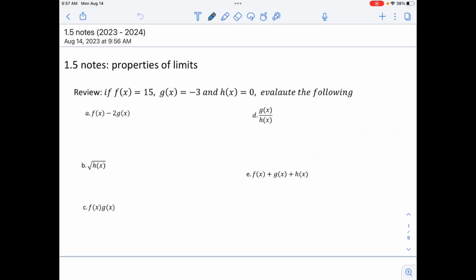Hello, welcome to the 1.5 notes. These notes are on properties of limits. Before we start, we're just going to review some properties of function notation.